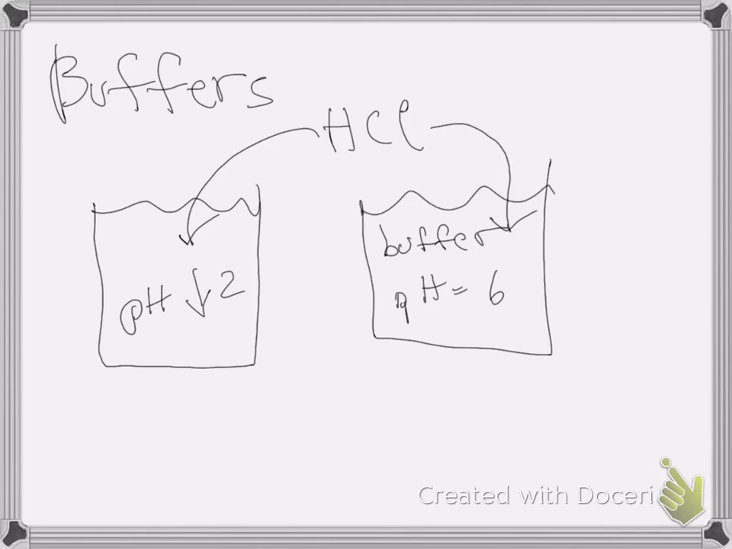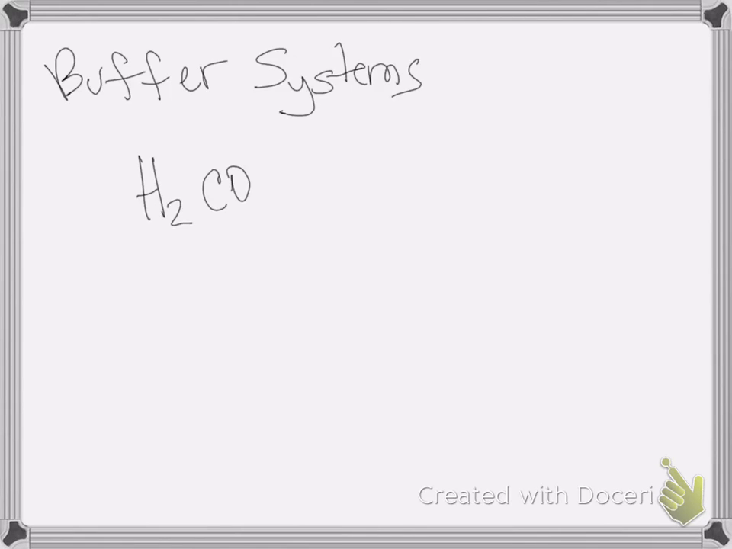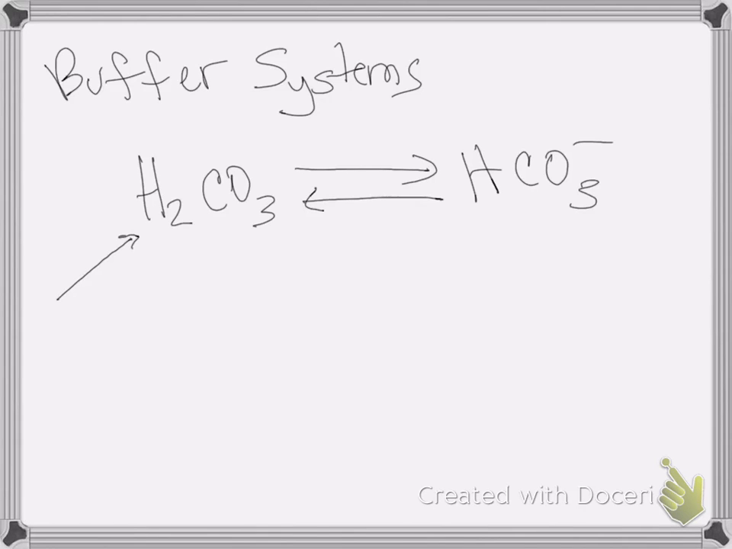Okay? So buffers usually occur in two forms, and we refer to these very often as buffer systems. And the main buffer system that we find in the blood is our dear old friend carbonic acid, which, as you already know, will exist in equilibrium with bicarb. So in your blood, circulating all the time, you have both carbonic acid and bicarbonate. Where did we get the carbonic acid from? It's formed by carbon dioxide.